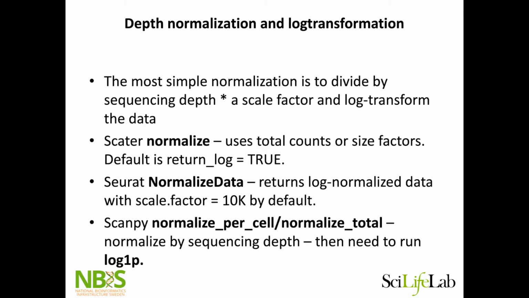But it's also good to think about that if you have, for instance, SmartSeq data or very deeply sequenced data and so on, you might need to adjust your scale factor for that data set. And in Scater, the function normalize, you can either just use total counts, or you can provide individual size factors per cell. And it log transforms in the same step.